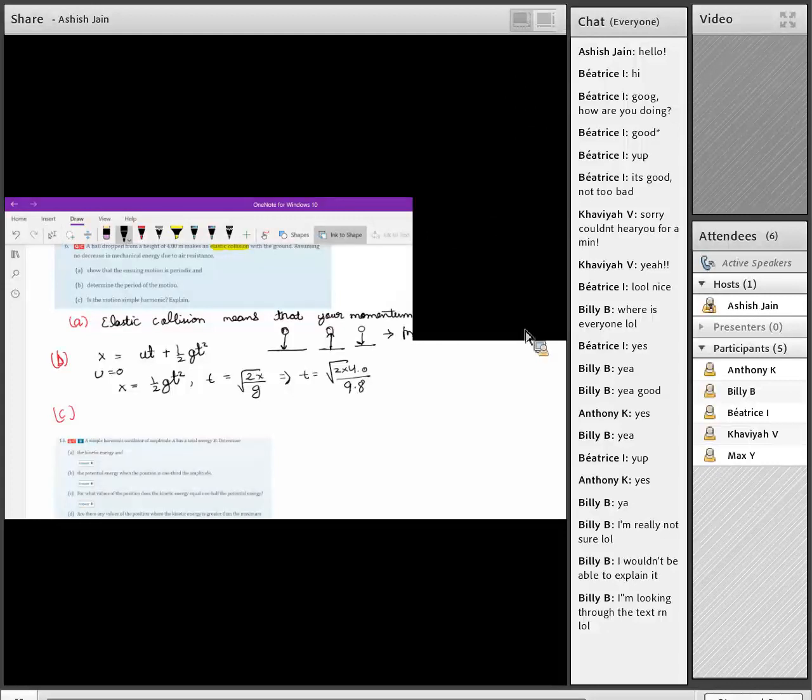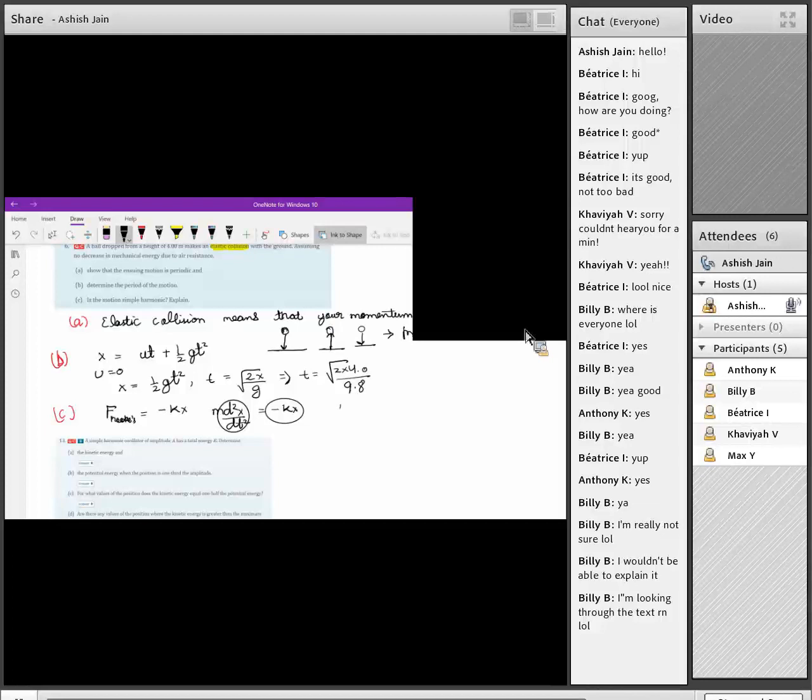And Hooke's law tells us force is minus kx. That means m d2x by dt square is minus kx. That means your acceleration is in the opposite direction to your displacement. That is directly proportional but in the opposite direction.